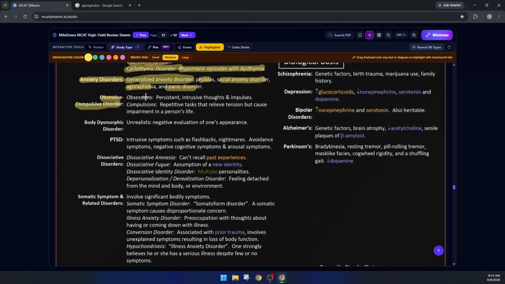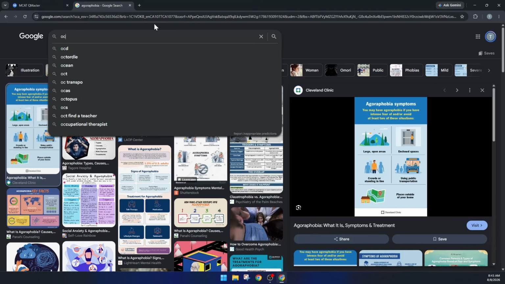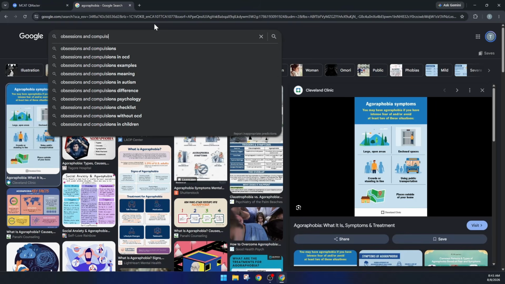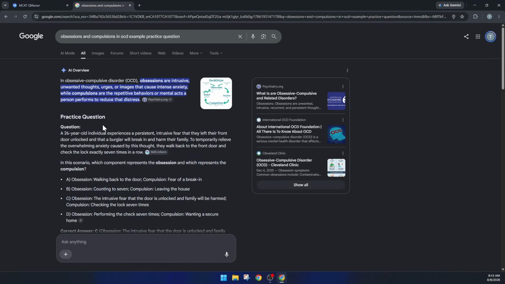Obsessive compulsive disorder is where you have obsessions and compulsions. In this one, really understand the theory, do practice questions, and be able to identify, when people give you an example, what the person's obsession is and what their compulsion is. Here's an example practice question.